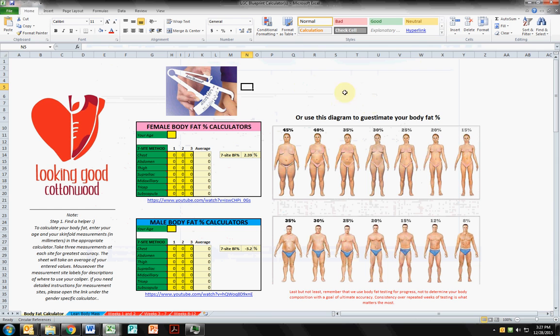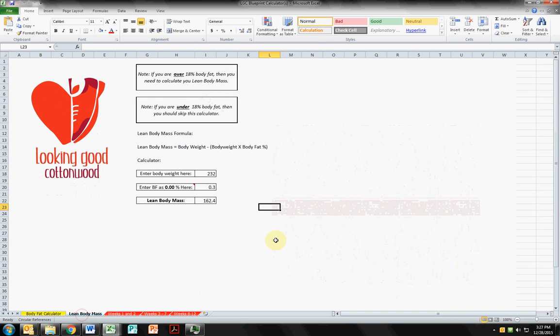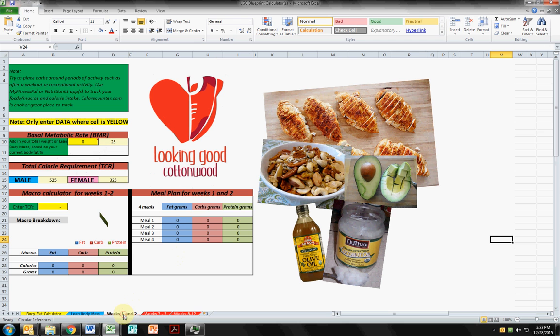Open that up. This is the first page. We discussed this in video number 1, and in video number 2, we discussed lean body mass. For those of you who are over 18% body fat, make sure you use these stats here. For example, we used a male who was 232 pounds, 30% body fat, and his lean body mass calculated out to 162.4 pounds. So, moving on to weeks 1 and 2.